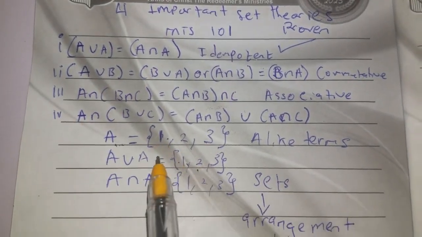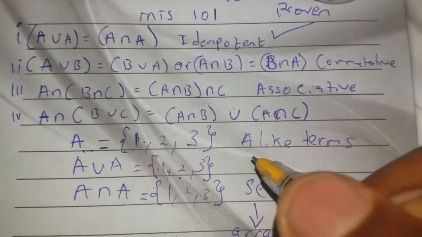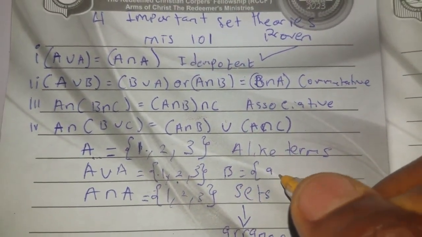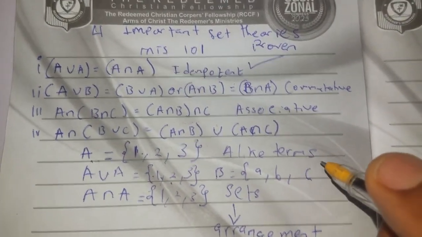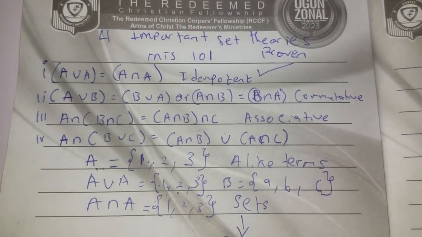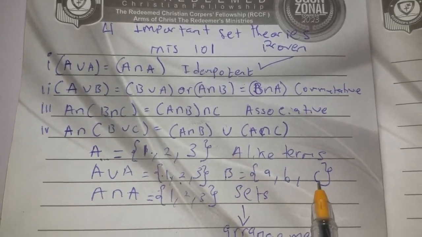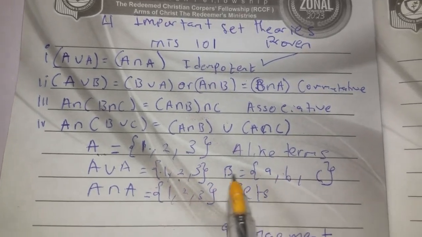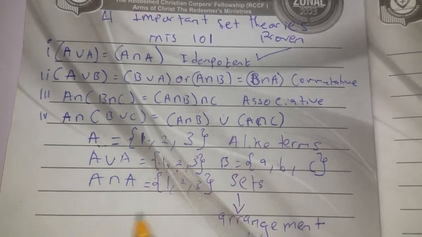Now, I've already given a set of elements. Now let me give B this. Let B's elements be equal to a, b, c. Now notice I used small letters here so that we won't get confused. These are small letters, different from the big letters. These are elements. This is a set.